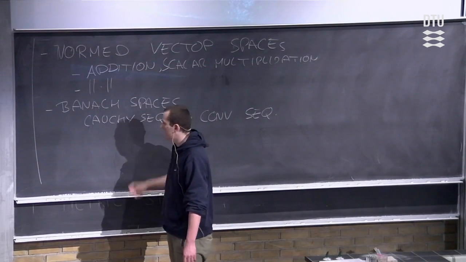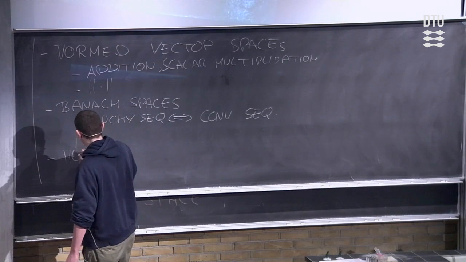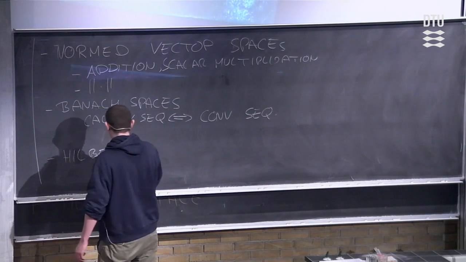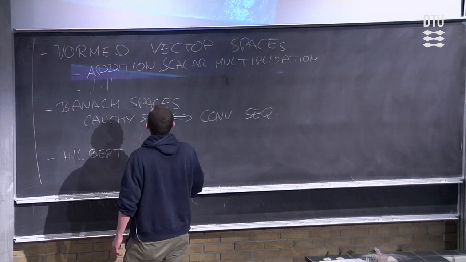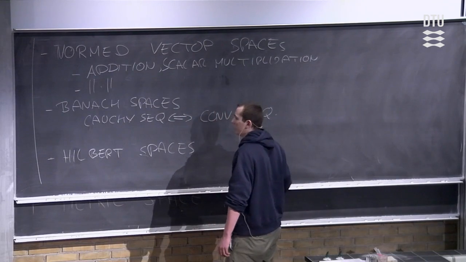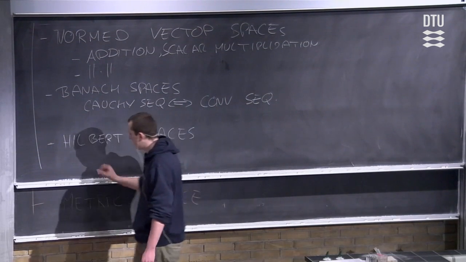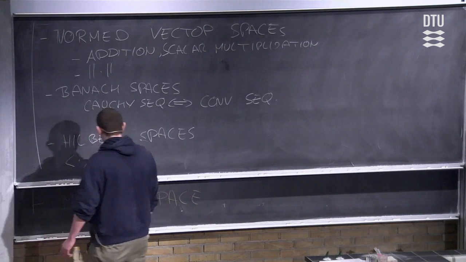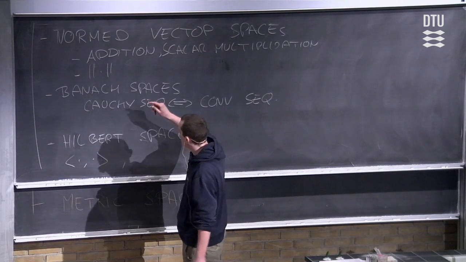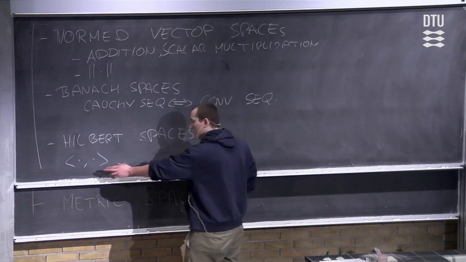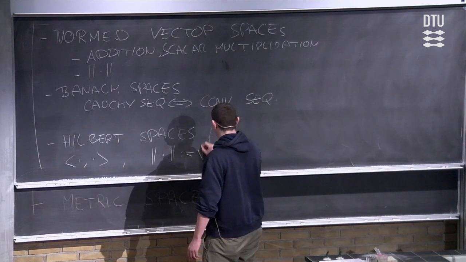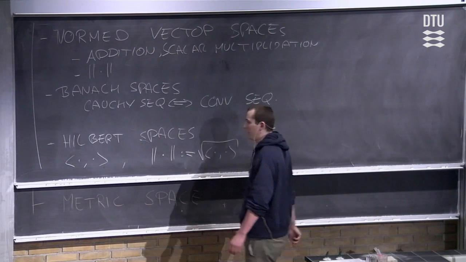And below Banach spaces, we also have Hilbert spaces. And Hilbert spaces are special Banach spaces because in a Hilbert space, we have an inner product. And this inner product is chosen in a very delicate manner. So not every Banach space is a Hilbert space, because a Hilbert space is something with an inner product such that this here defines a norm, okay?